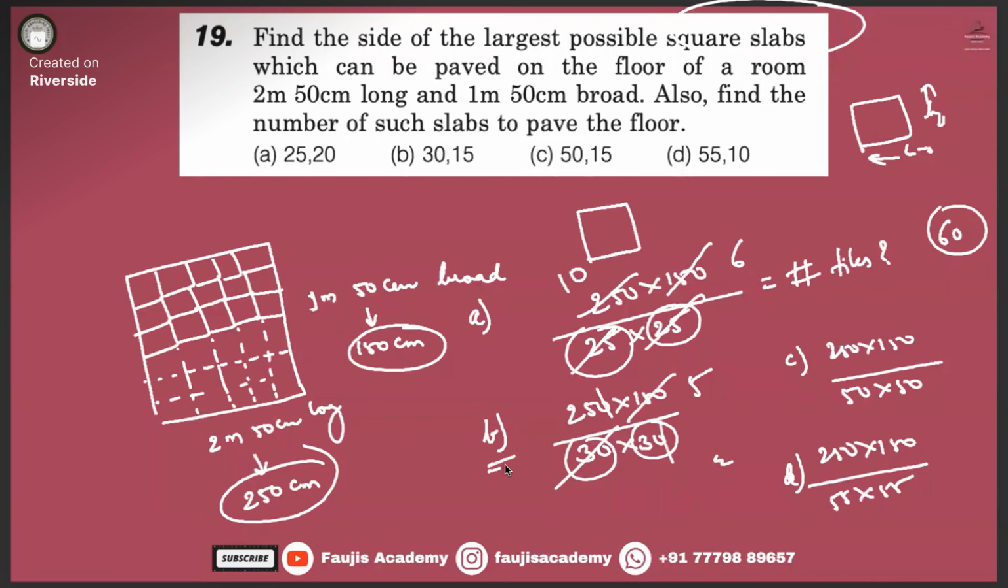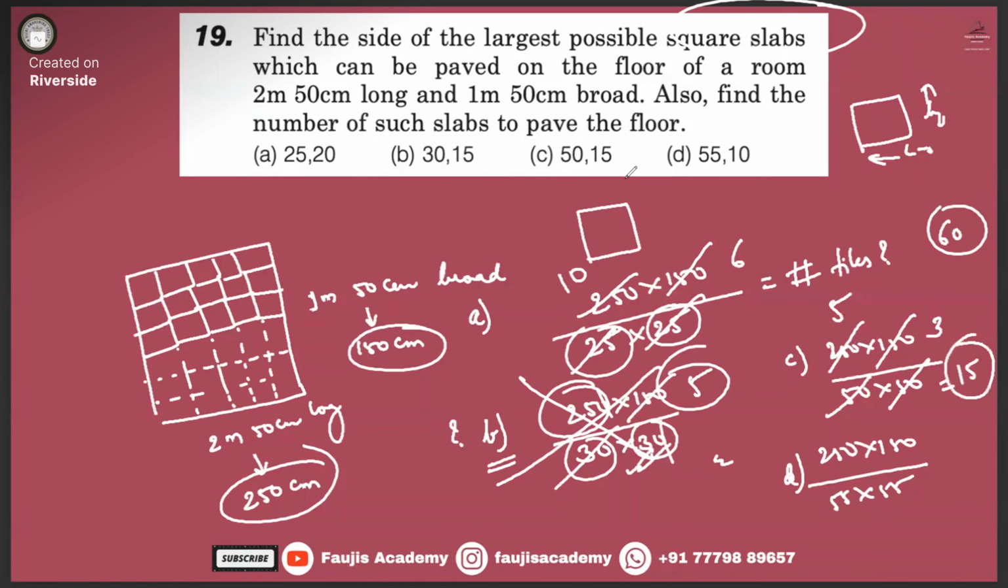Is B possible? No. B is not possible because these numbers are not completely divisible. That's why B is also not possible, guys. 3 times, 5 times. What is the number of tiles? 15. Do we have this number of tiles over here? Yes or no? So what is the correct answer? Lakshmi, what's the correct answer, guys?